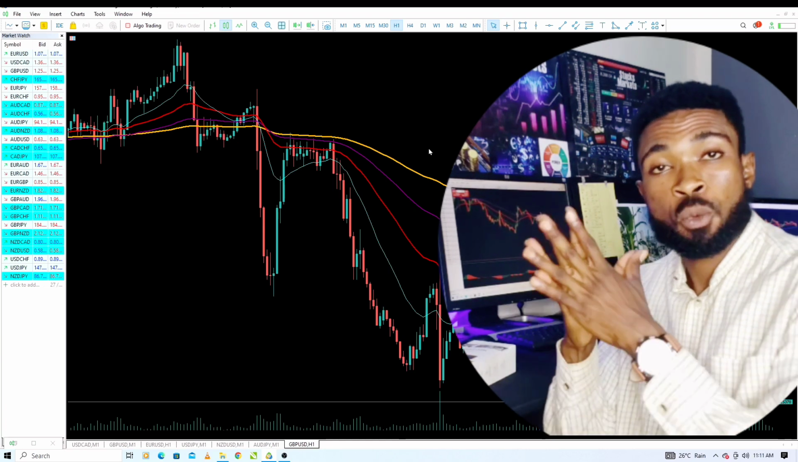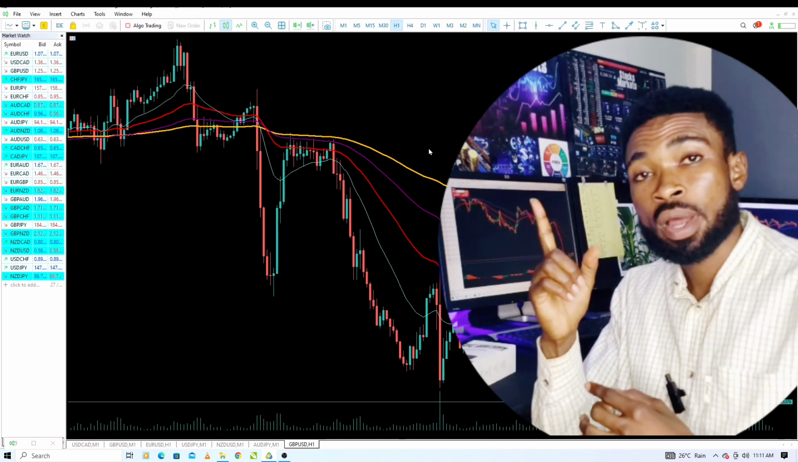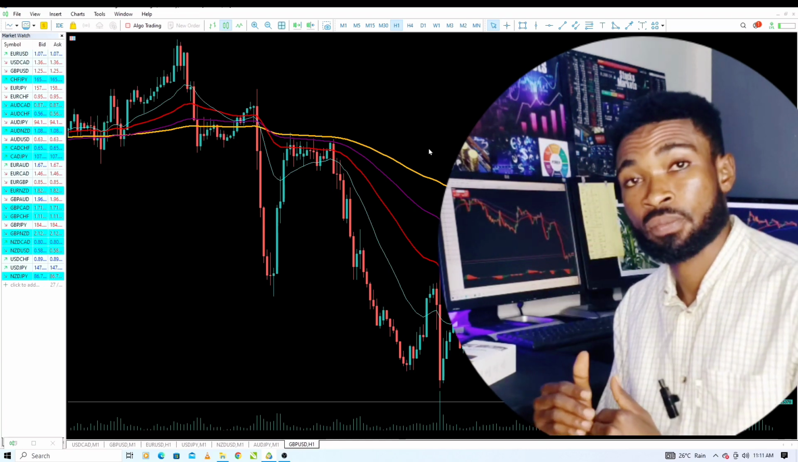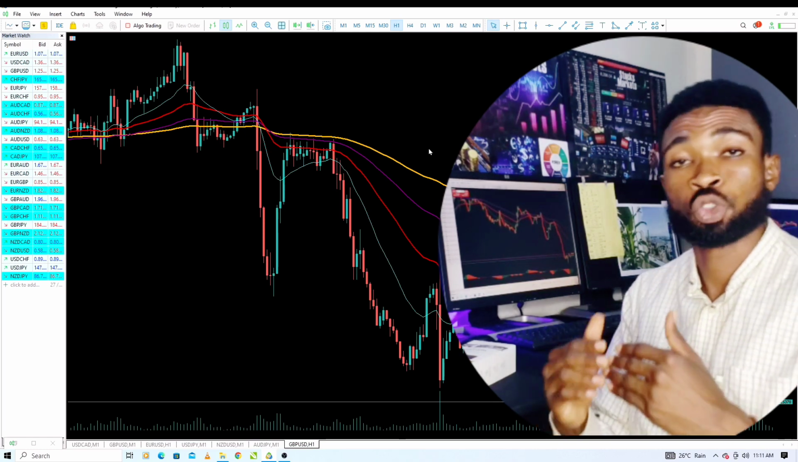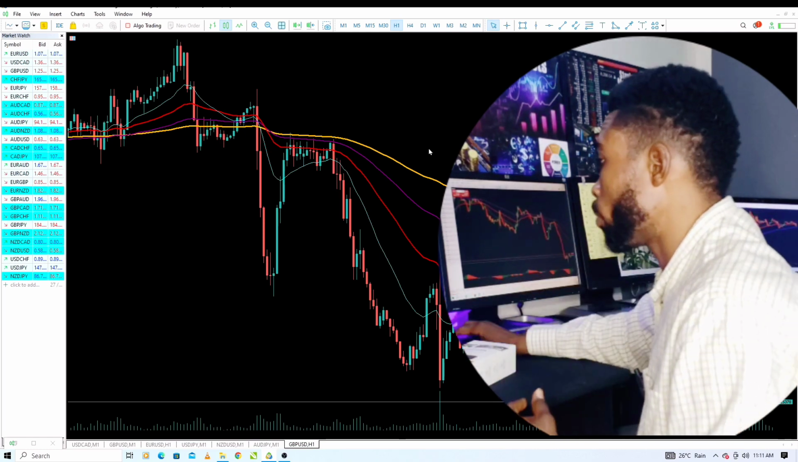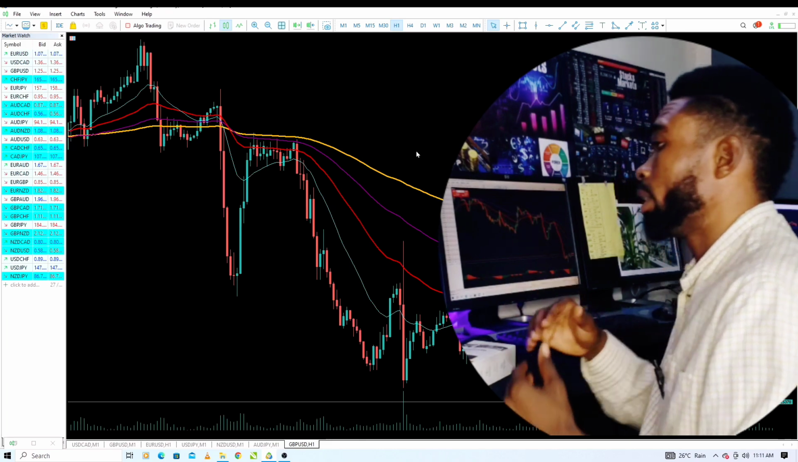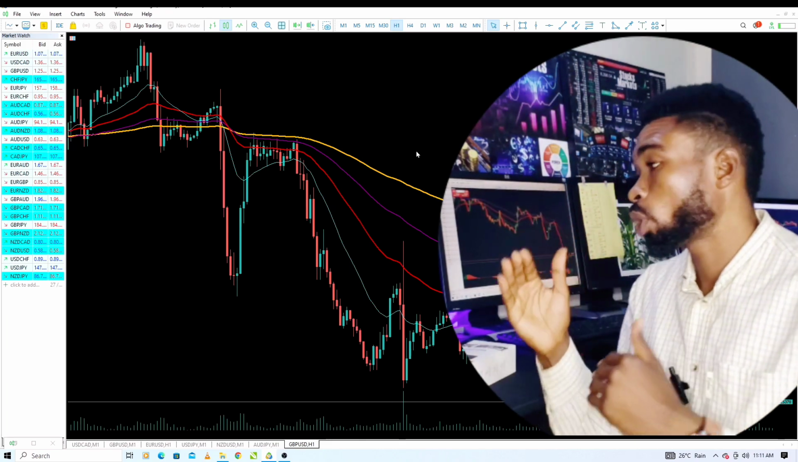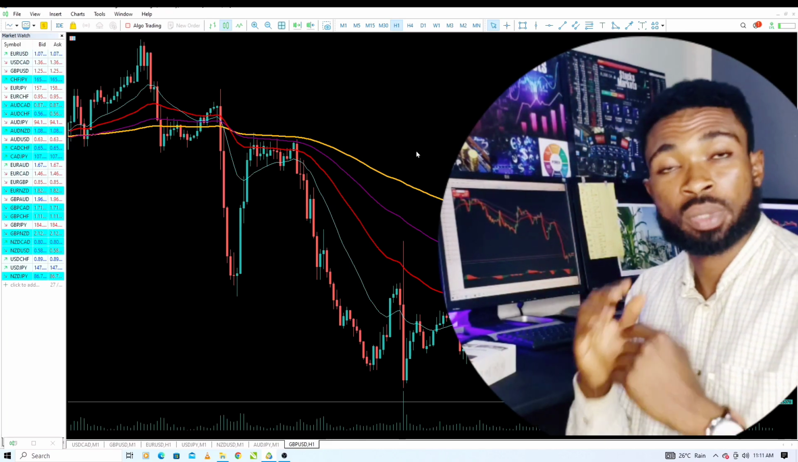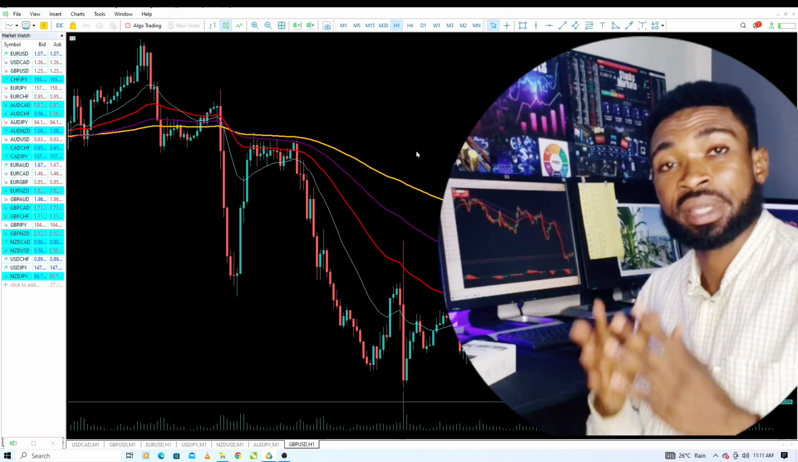If the market is trending upwards, it means the lighter one should be up and the heavy one, which is the 200, should be down. If the market is trending downwards, like in this scenario, it means that the heavier one should be up and the smaller moving average should be closer to the price, and they must all be in line.